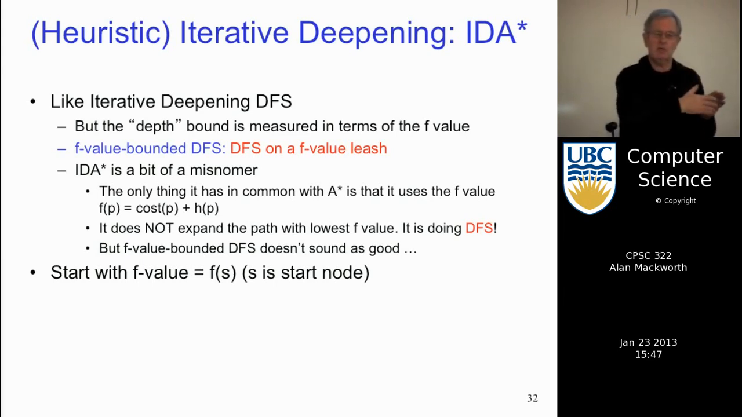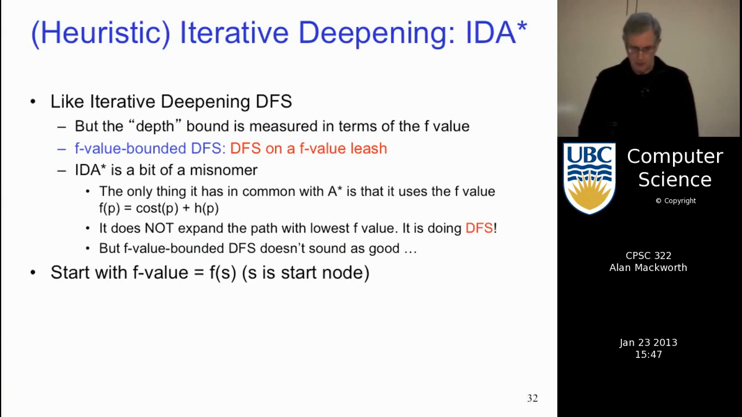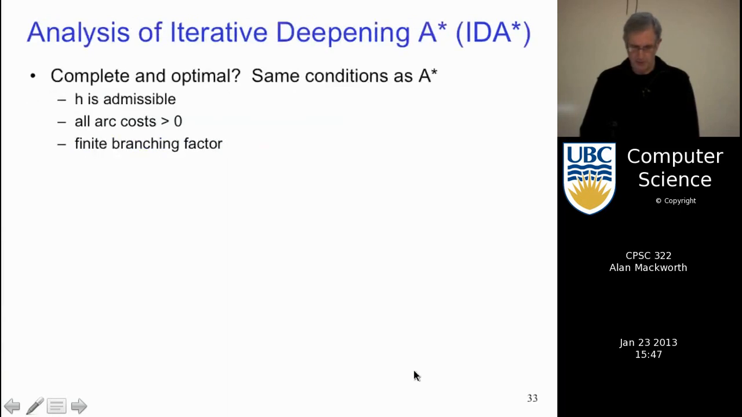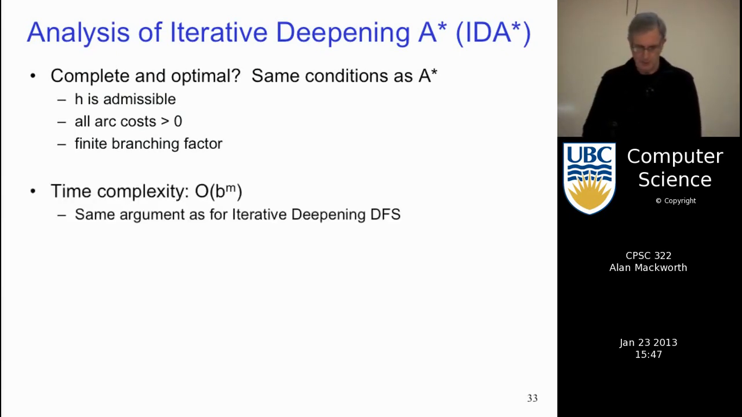So instead of increasing the depth bound in integer values, you increase it in delta f's that are just enough to capture the next node. You don't know where that's going to be in the search tree, but it's always going down the optimal path. So it'll explore all nodes with f value less than f min, which is the optimal one, and eventually it'll pick up the optimal one. So is it complete and optimal? Under the same conditions as A star: if h is admissible, all arc costs are not just greater than 0 but greater than epsilon, which is greater than 0, and there's a finite branching factor, it'll work.